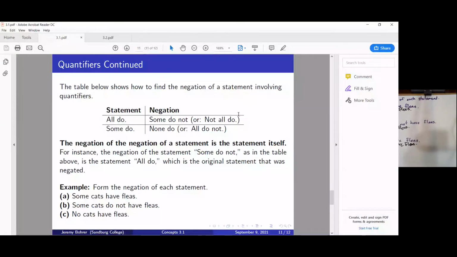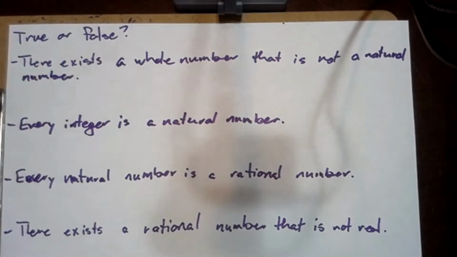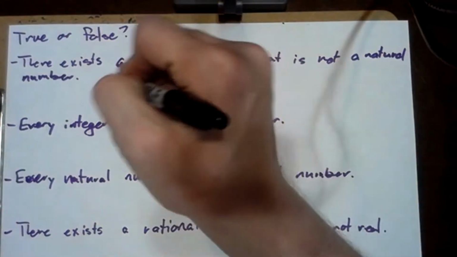All right, moving on to the last slide of the set. We've got this last example. We need to decide whether each statement involving a quantifier is true or false. So the first statement is there exists a whole number that is not a natural number. Well, for this, we consider what are the whole numbers and what are the natural numbers. What's the difference? We know that the definition of whole numbers is it's the natural numbers plus the number 0. Since 0 is a whole number but not a natural number, this is true.